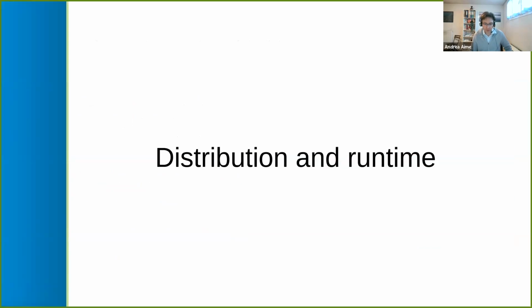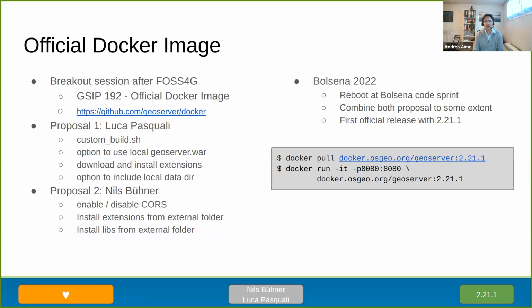Okay, we are going to go through by topic. So first of all, distribution and runtime. As you probably know, GeoServer.org has been developing its own Docker image, which has been available for around a year, give or take, maybe a little less. And you can find it for the currently supported versions, so 2.21 and 2.22.